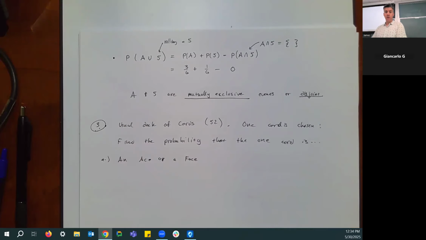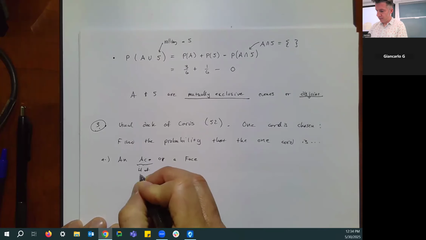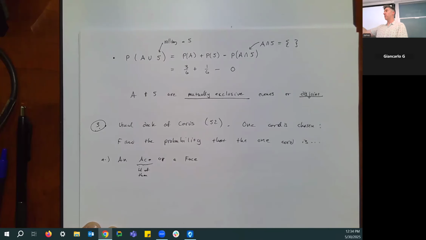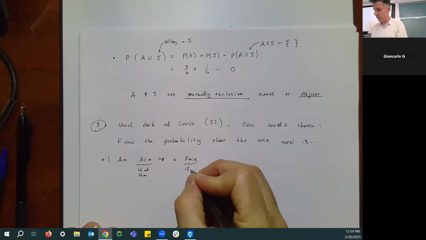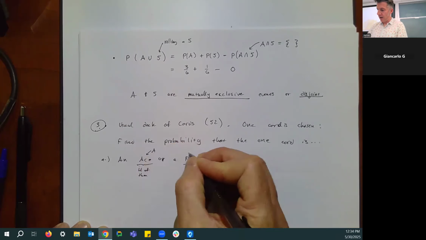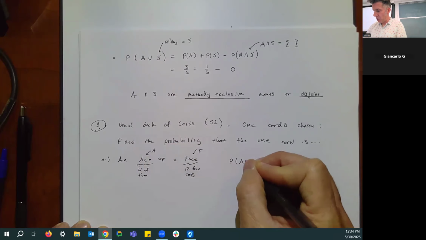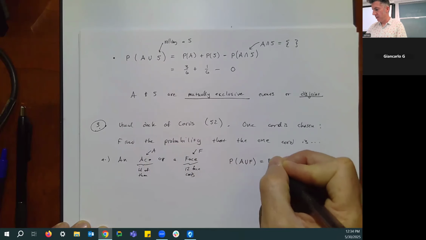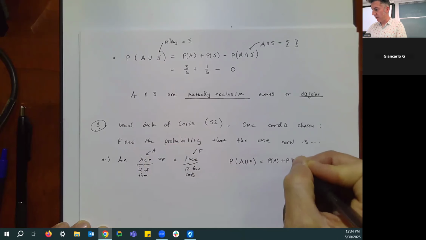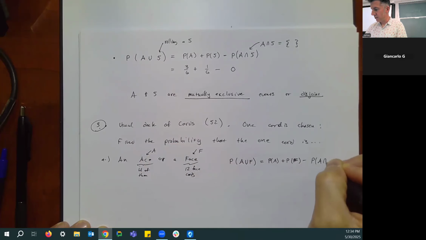Well, an ace, there's 4 of those. And face cards are the jacks, queens, and kings. 4 jacks, 4 queens, 4 kings. So there's 12 face cards. So if I call being an ace event A and being a face event F, the probability of A union F is the probability of A plus the probability of F minus the probability of the intersection.